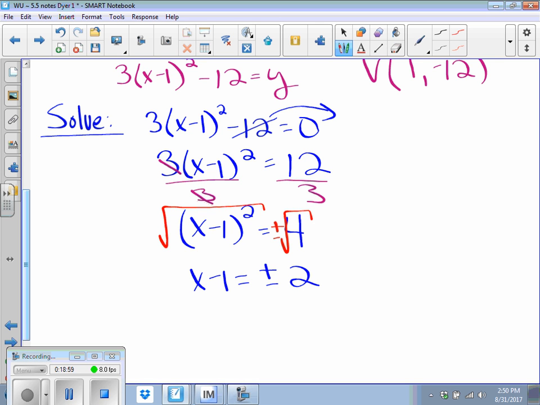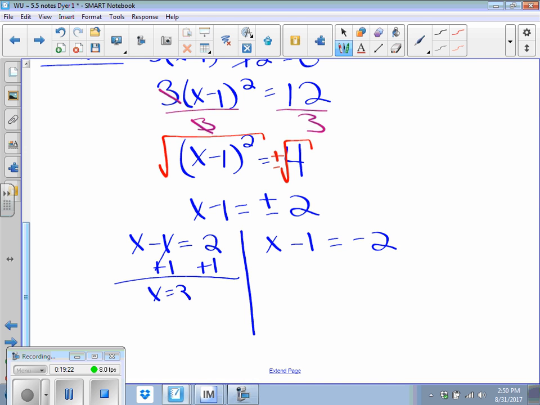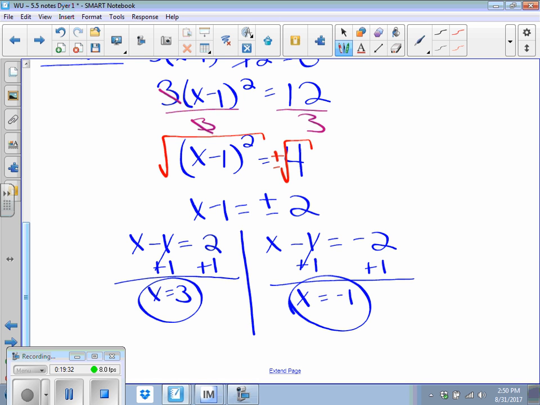Right. Add 1, or you could set up your 2 separate equations right now. Okay, I'll set up my 2 separate equations right now. So what's my first equation? X minus 1 equals positive 2, or the other way. And x minus 1 equals negative 2. Add 1 to both sides. X equals 3. Add 1 to both sides, and x equals negative 1. So my 2 x-intercepts are 3 and negative 1.